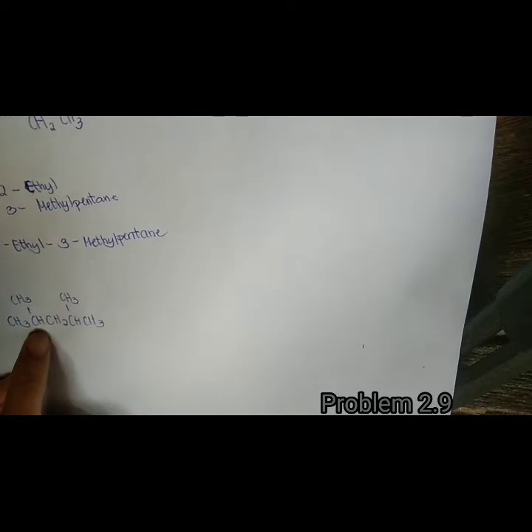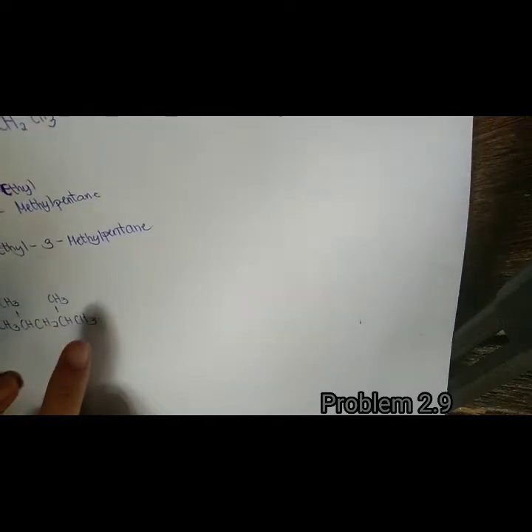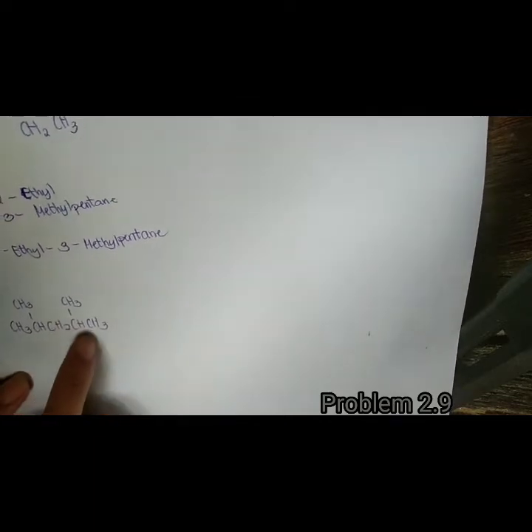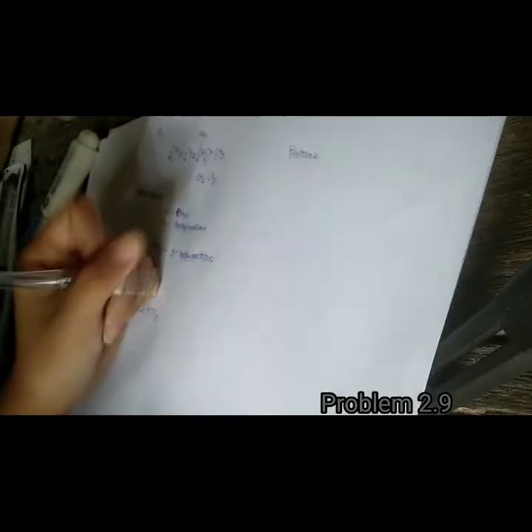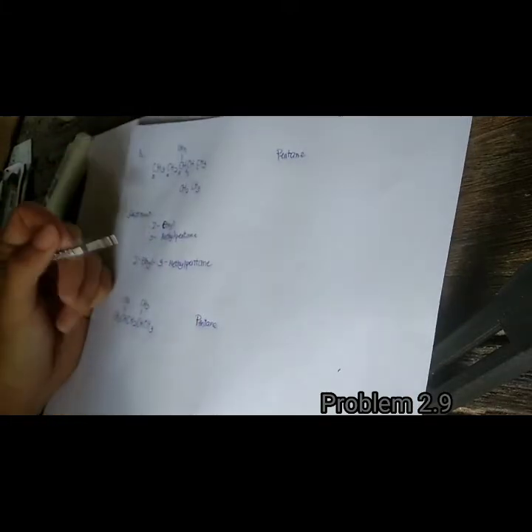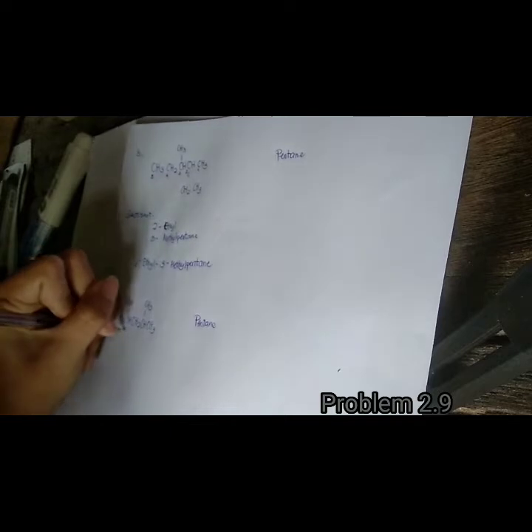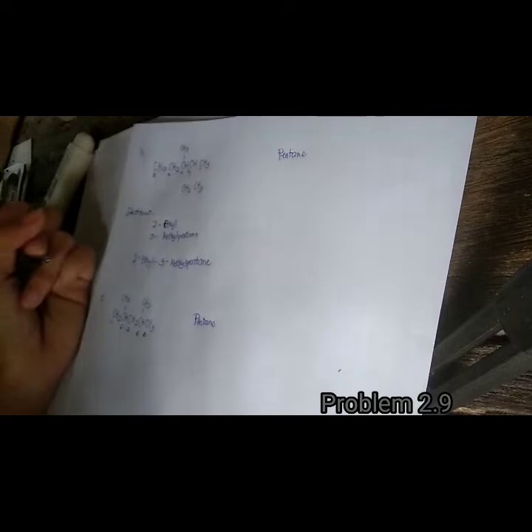So let's proceed to C. CH3, CH, and then there is an alkyl up here, CH3 CH2 CH, and also an alkyl here and CH3. We will count the longest chain: 1, 2, 3, 4, 5. So it is the same. It is also pentane. Then we will number it. I will just number it the same way because it is the same.